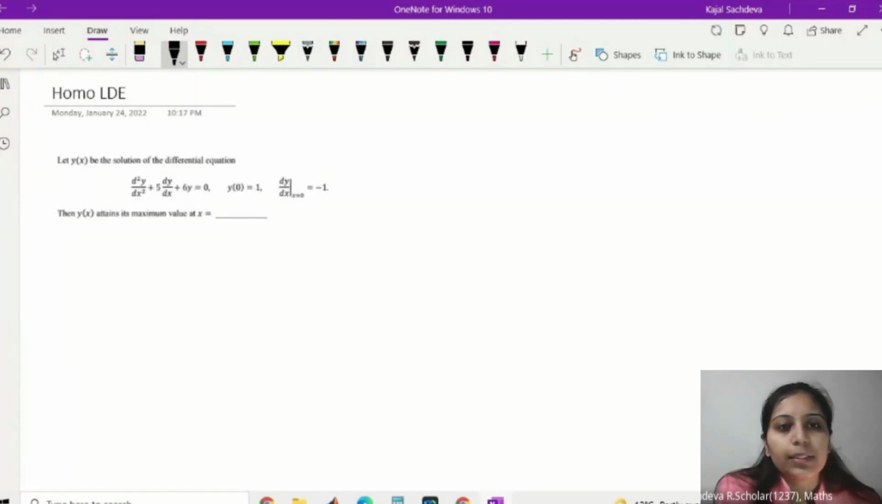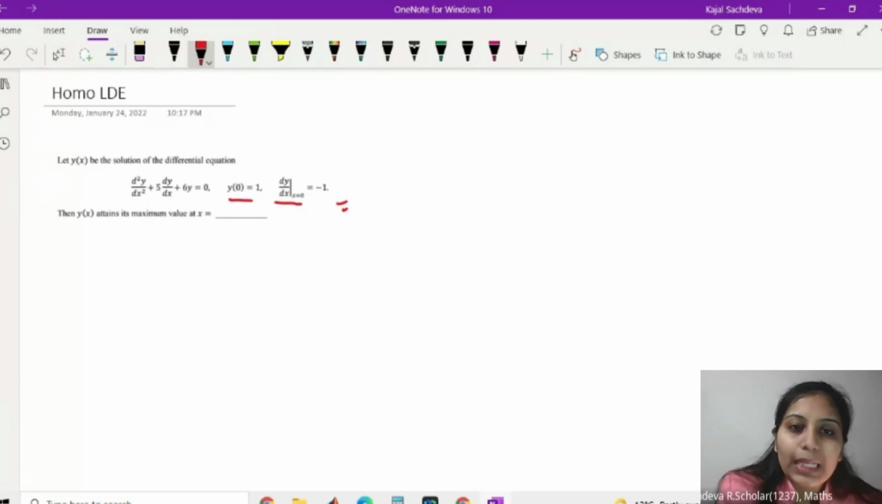So the second question is: let y(x) be the solution of the differential equation d2y/dx2 plus 5 dy/dx plus 6y is equal to 0. Here also the initial conditions are given: y(0) is equal to 1 and the derivative dy/dx at x is equal to 0 is equal to minus 1. So by these conditions, we can also eliminate the constants. We will get the particular solution here.